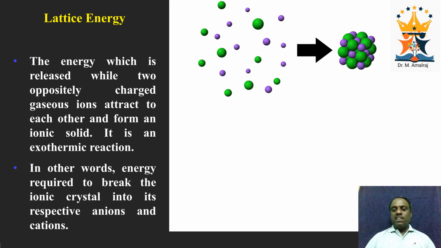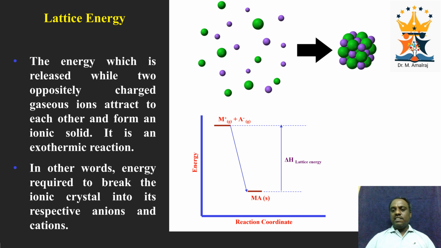See, this diagram clearly shows how the ionic compound is formed. The formed anion and cations are coming closer for the formation of the ionic compound, and the energy that is released during this process is known as lattice energy. So this is an exothermic process.